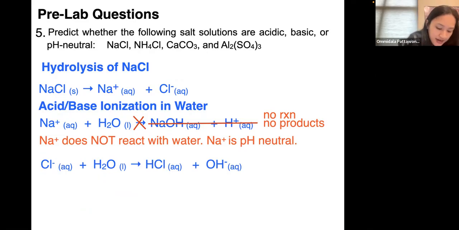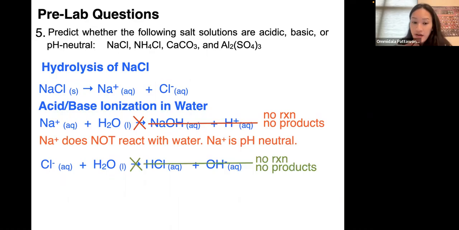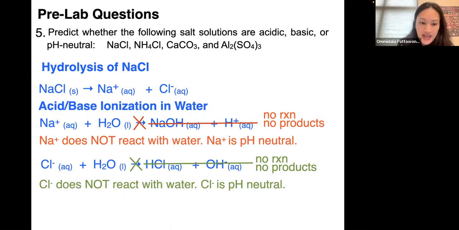Note that if you're looking at the identity of hydrochloric acid, this is a strong acid. So again, a strong acid is unlikely to stay as a molecule like this. Therefore, it is most likely to go in the reverse process, because when completely dissociated, it doesn't want to stay as a molecule. It most likely wants to stay as chloride and proton. So in this case, there is no reaction with water. Therefore, chloride ion does not react with water, and so chloride ion is pH neutral.